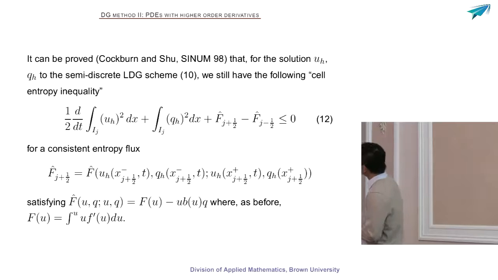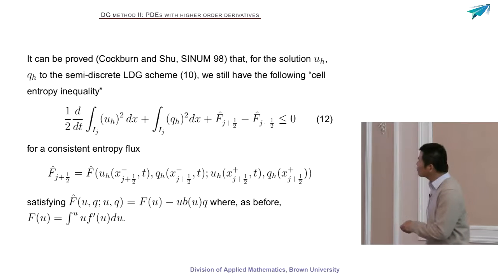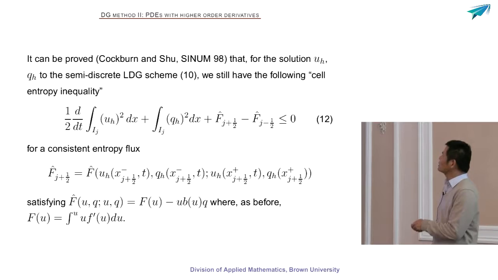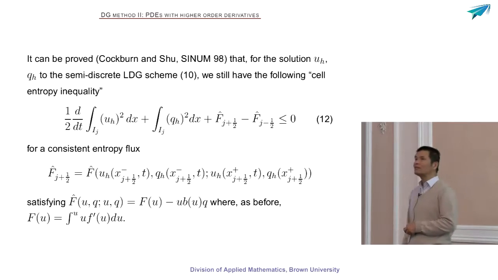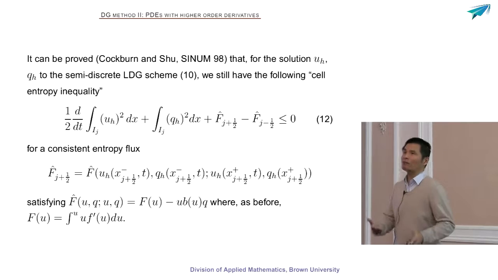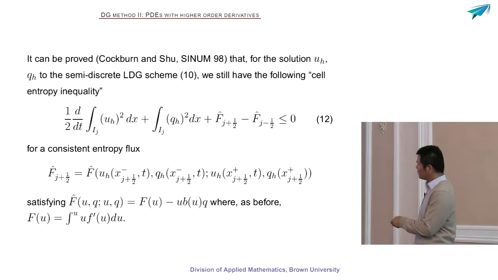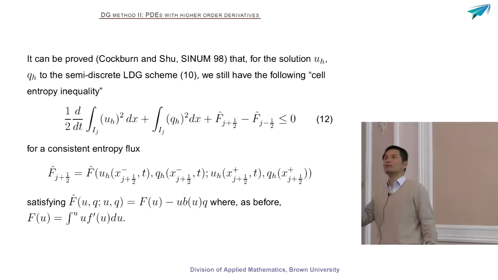So this is how you prove in Wang Shu. You prove this cell entropy inequality, which means d/dt of u squared plus q squared plus a flux difference is less than or equal to 0. This is a very strong statement, because if you sum it up, then these telescope, so you get the stability in L2 norm for both u and q, for both u squared and q squared. So it's a very strong stability result, similar to what is obeyed by the solution of the PDE.